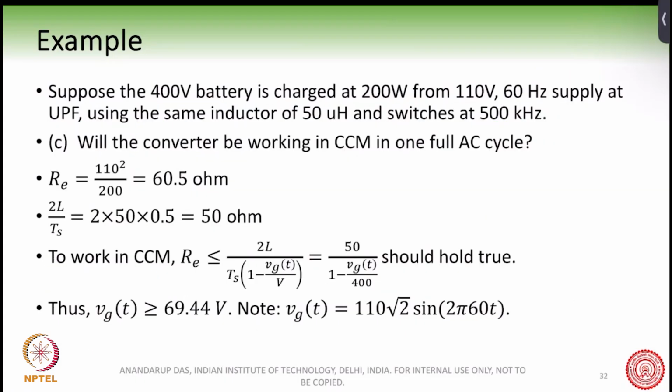Next question. Now what we are asking is that suppose the battery is now charged at 200 watt. How can this happen? If you see how the battery charging happens, there are two types of charging mode. One is called the CC mode and one is called the CV mode. CC mode means constant current charging and CV is the constant voltage charging. Usually the CC mode and CV mode of battery charging is dependent on the state of charge of the battery.